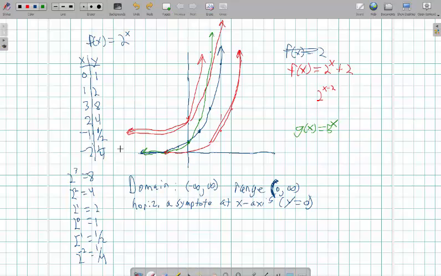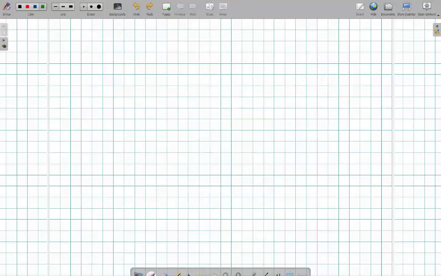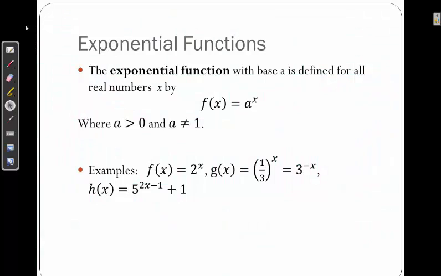What kinds of applications are there for exponential functions? Well, the truth is there are a myriad of them because many, many things change exponentially.